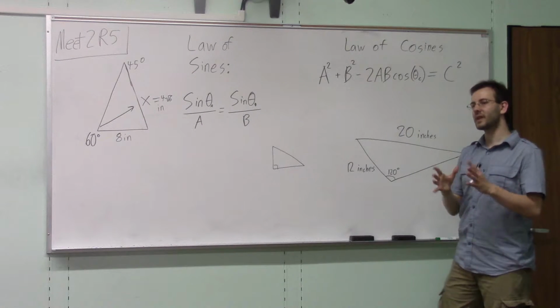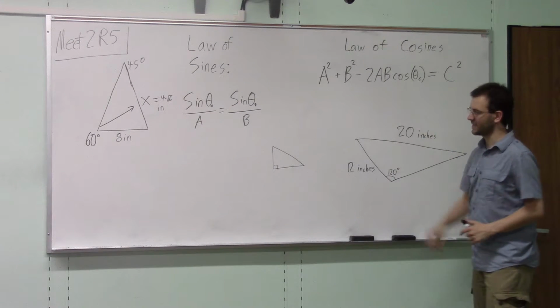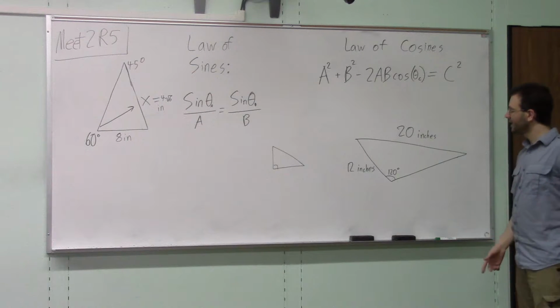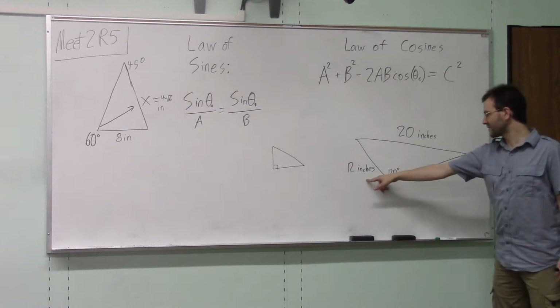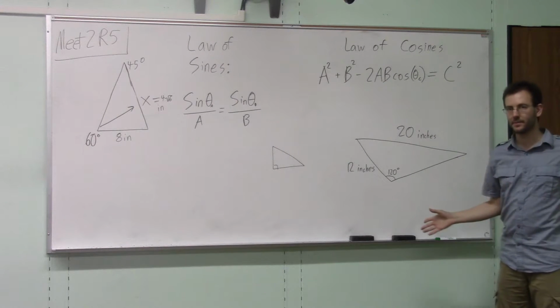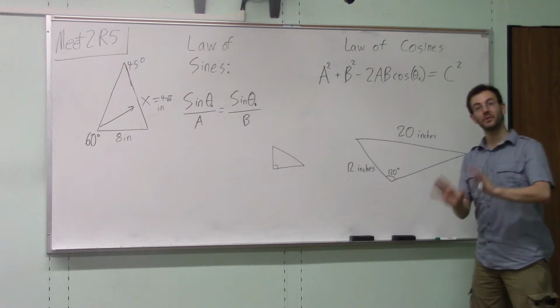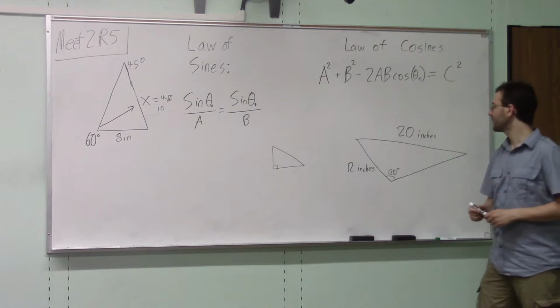So Pythagoras is really a special case of the law of cosines. This works even when the one angle we know is not a right angle. If it was a right angle, we'd go 12 squared plus what squared is 20 squared, done. But in this case we can't do that because it's not a right angle. But we can still calculate it using this law.